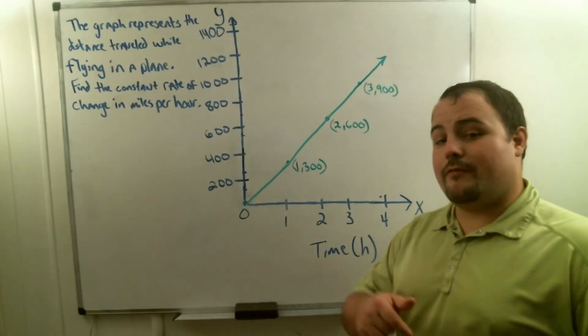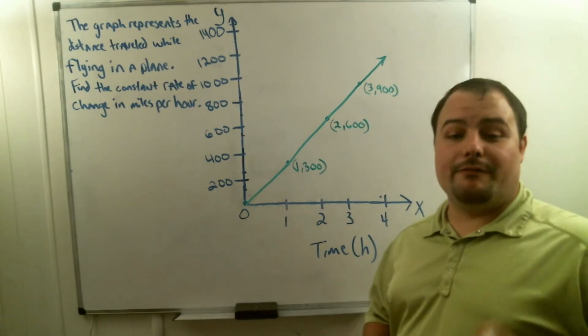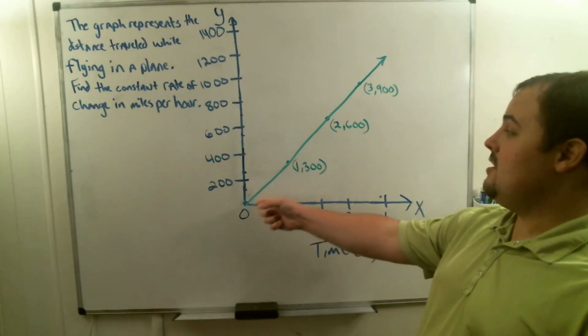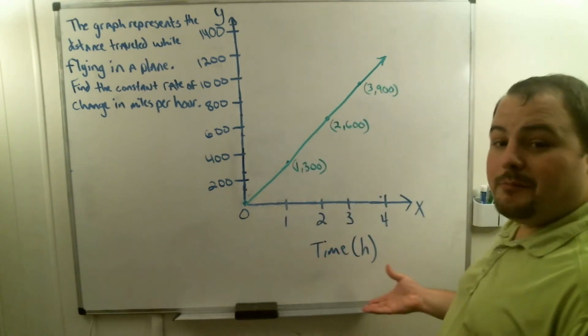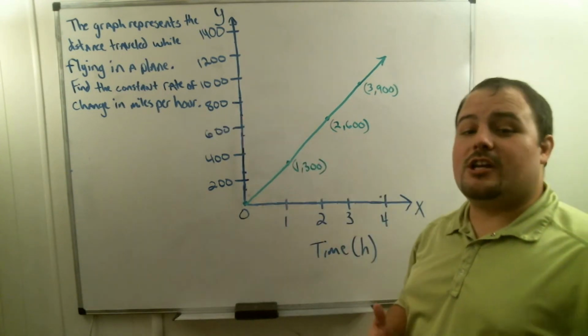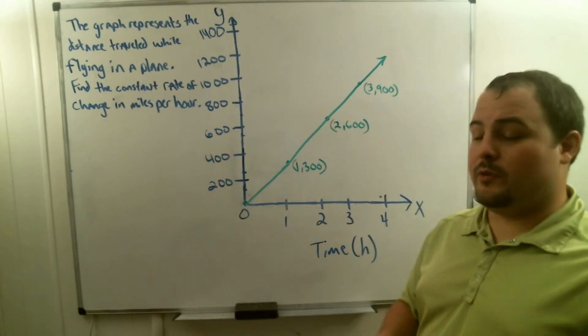Alright, 7th graders, for your final piece of the lesson, we're going to be talking about a plane flying and looking at a graph and finding our constant rate of change. Again, we know it's a constant rate of change because when we graph it, we get a straight line. Go ahead, take a minute, copy down this graph, put it in your notes. Also, make sure you copy down the word problem here, because that word problem is going to tell us exactly what we need to do.